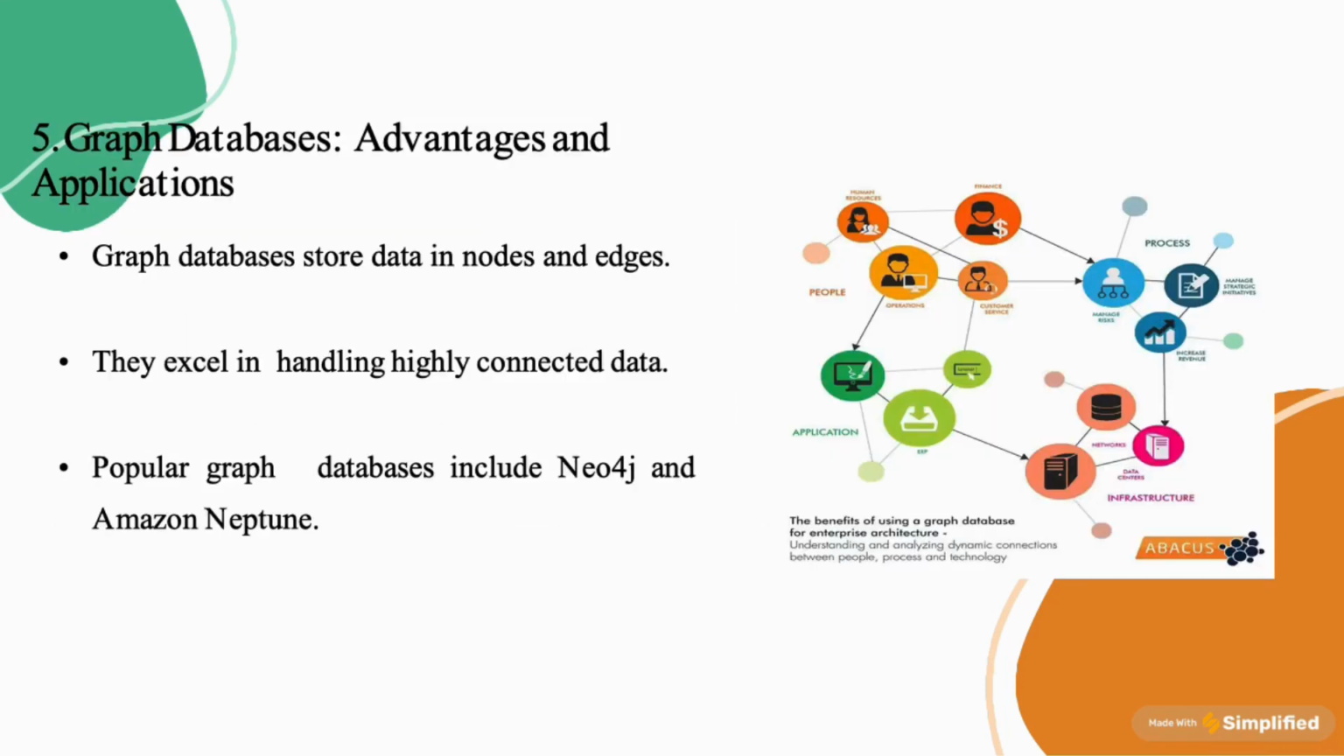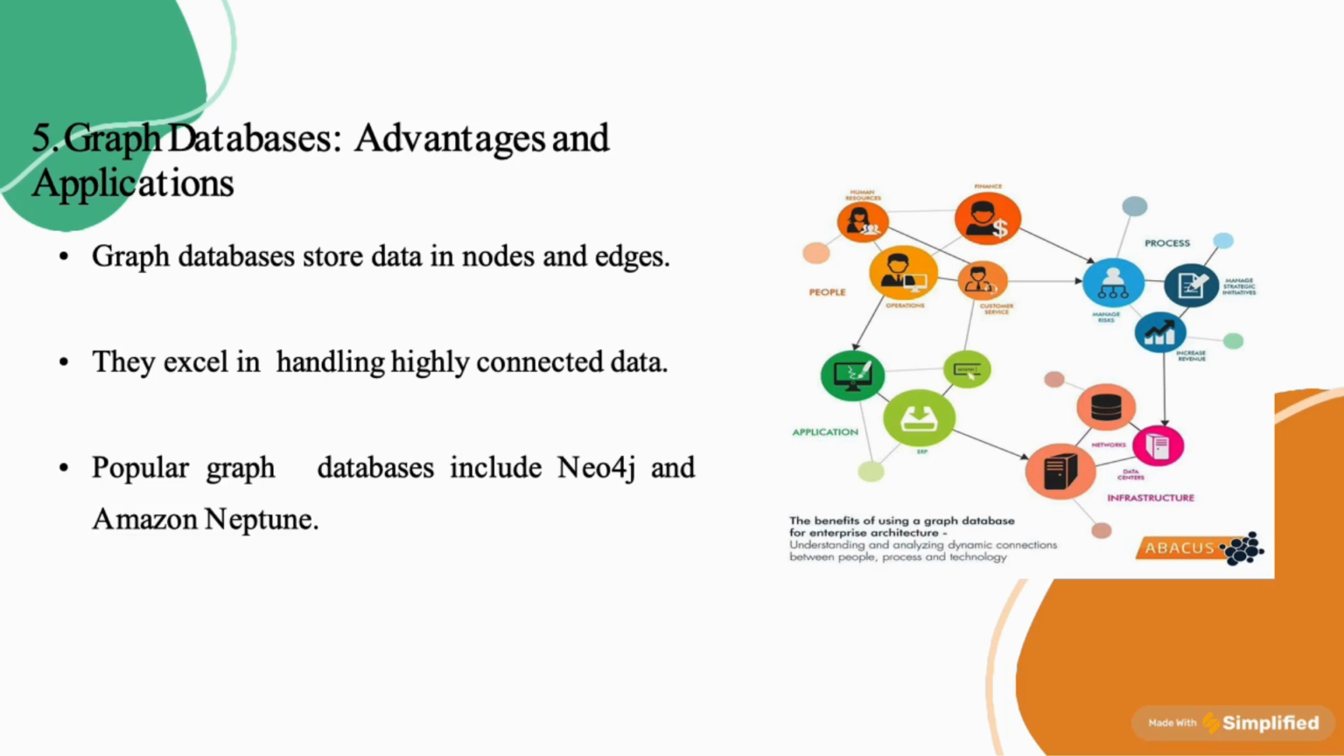On moving to the sixth slide, we have the graph database, where we are going to explain its advantages and applications. A graph database stores data in nodes and edges, offering a flexible data model for interconnected relationships and complex queries. They excel in handling highly connected data, making them ideal for social networks, recommendation engines, fraud detection, and network analysis. Popular graph databases include Neo4j and Amazon Neptune. We can see that over here.